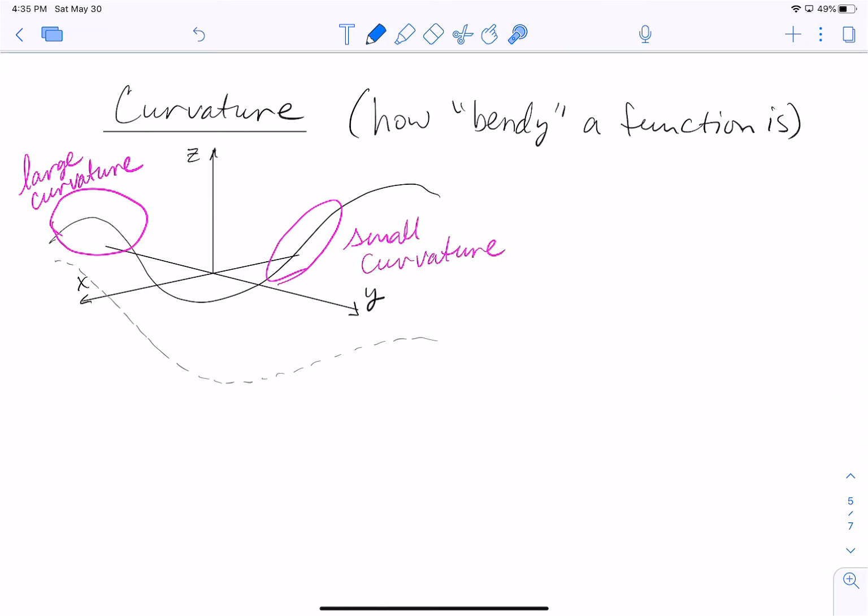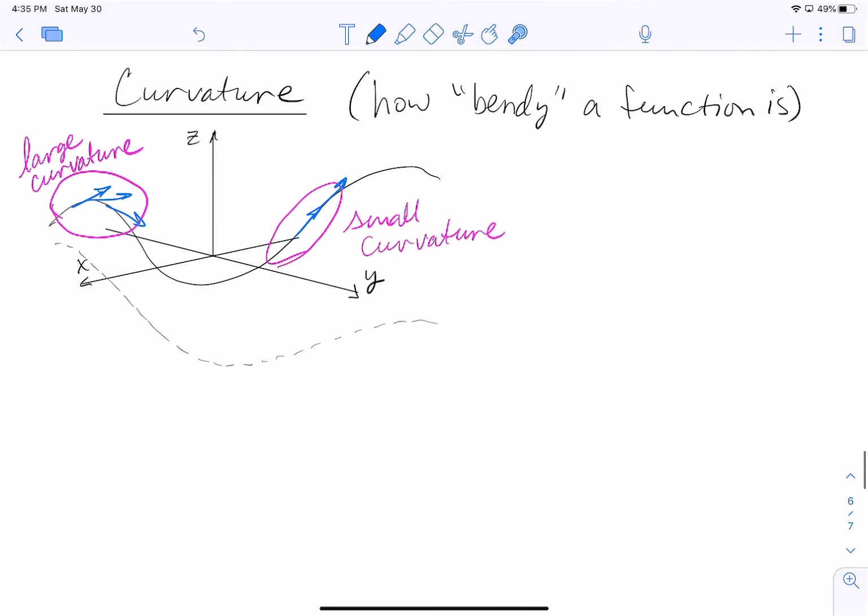A way to characterize how the direction is changing is to consider the unit tangent vector. The unit tangent vector has a magnitude of 1. And so if a unit tangent vector is going to change at all, it's going to change in its direction. And in areas of large curvature, the unit tangent vector changes direction rather quickly. On areas of small curvature, the unit tangent vector doesn't change direction very much, and maybe not even at all.